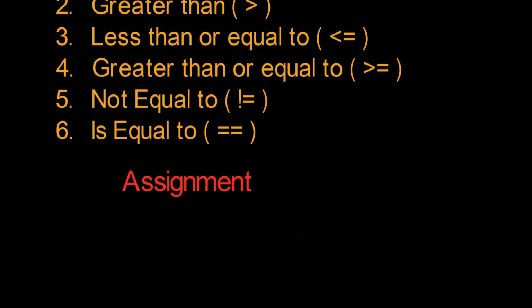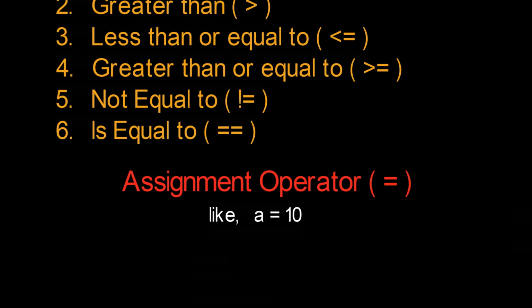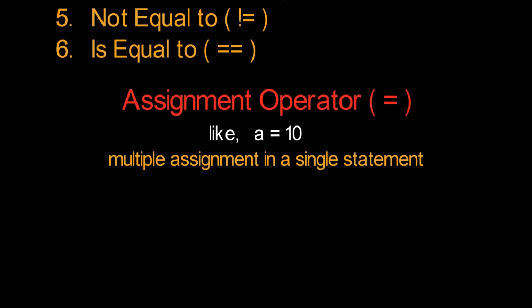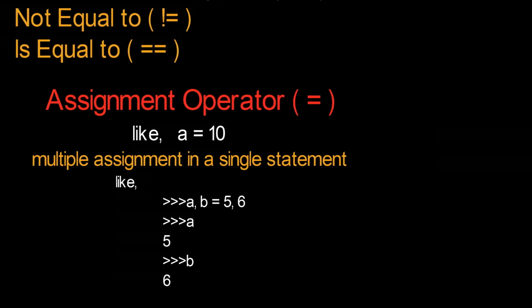Also, we have the assignment operator, equal to, which is used to assign any value, like we have seen multiple times. Like a equals 10, which means the value 10 is now assigned to a. In Python, we can also assign multiple variables in a single statement, like a, comma, b equals 5, 6. Then if we print the values, we'll get the result 5 for a, and for b, we'll get the result 6. So we have performed multiple assignment in a single statement.